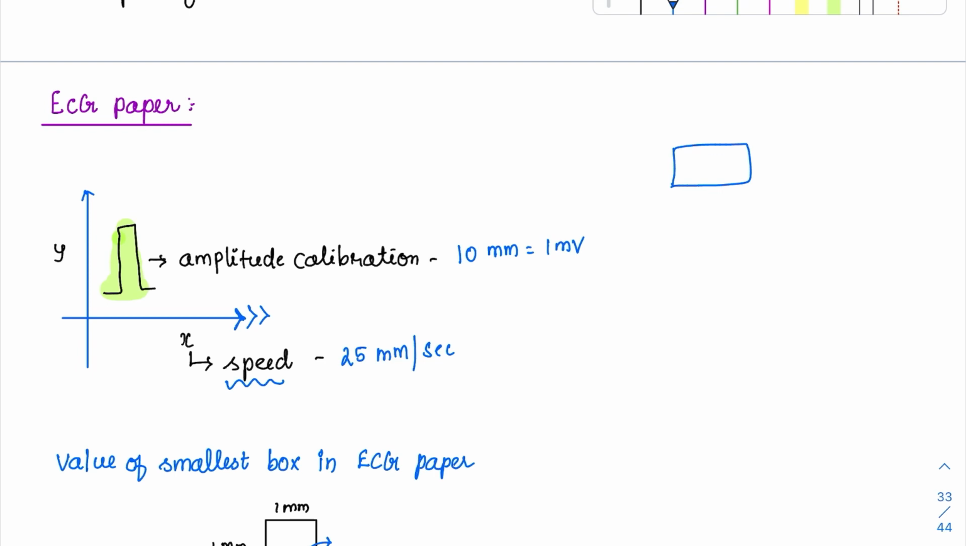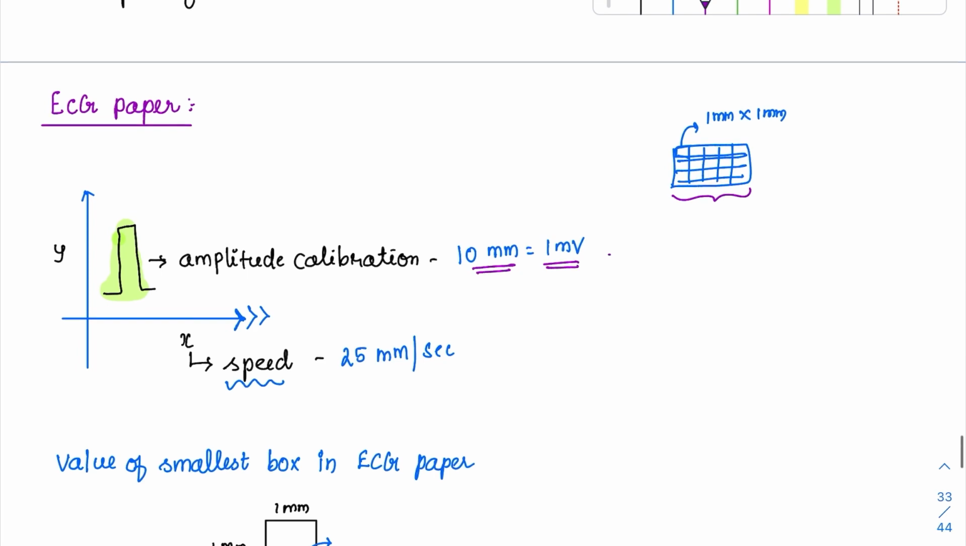And usually in an ECG paper, there are larger boxes and small boxes also. These larger boxes are made up of 5 small boxes on both sides. So this is the smallest box, which will be 1 mm cross 1 mm in the entire ECG machine. And we can calculate using the larger boxes and the smaller boxes also. This 1 millivolt is recorded by 10 mm, that is, 2 larger boxes.